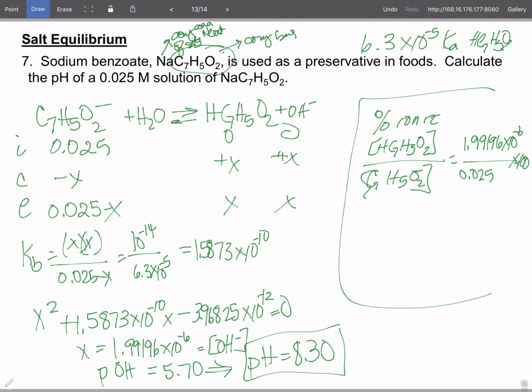So since I didn't ask for that before, I'm going to have to real quick calculate it. E to the minus 6 divided by 0.025 times 100. So what we actually get is 0.00798%. So this actually has a very small percentage, but it is used as a preservative in food. So if you read labels, you will have noticed it.